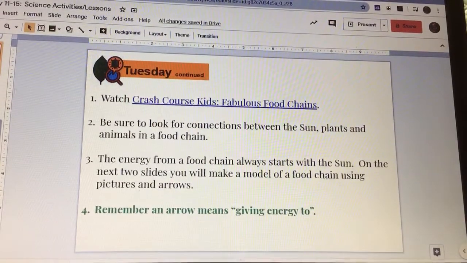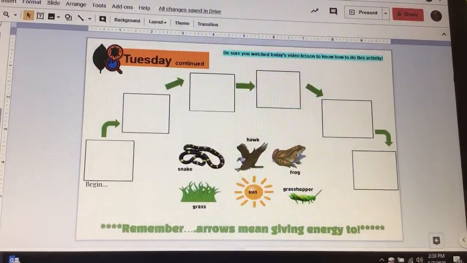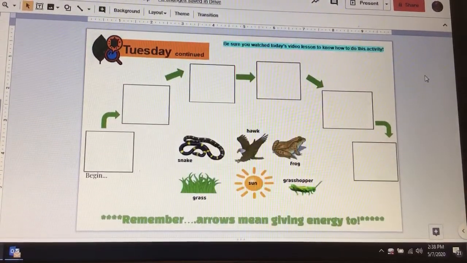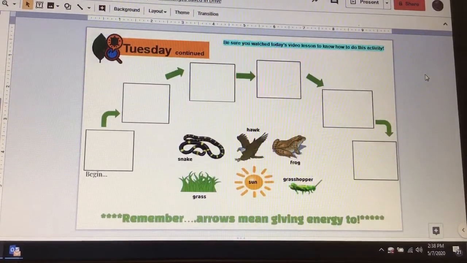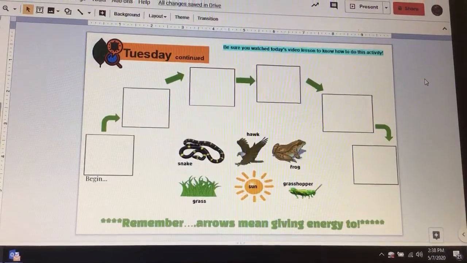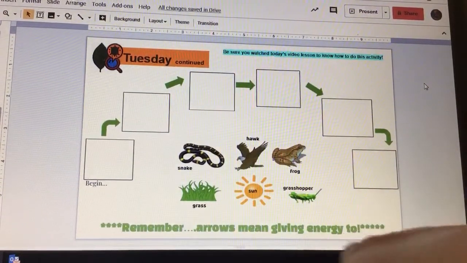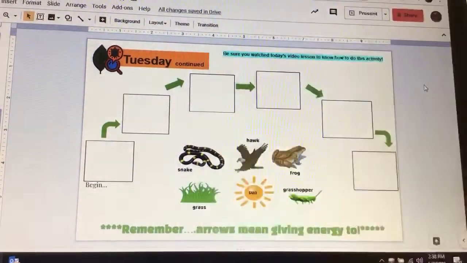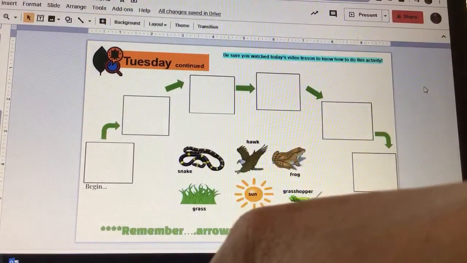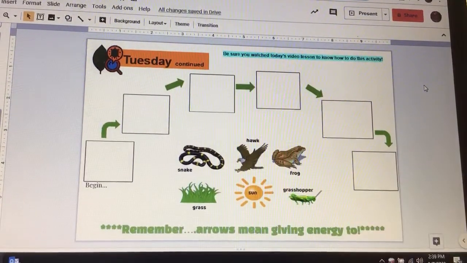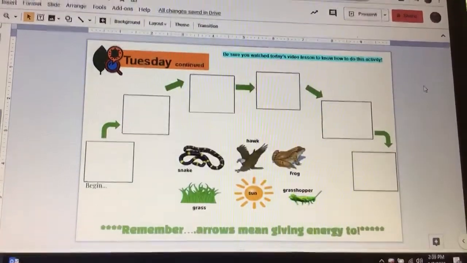So I'm going to do this particular food chain and show you what to do, and then you're going to do the next food chain on your own, okay? So remember that the arrows mean giving energy to. So if there's an arrow from one thing to another, that one thing gives energy to the next thing, okay? So notice that this one says begin right there, okay?